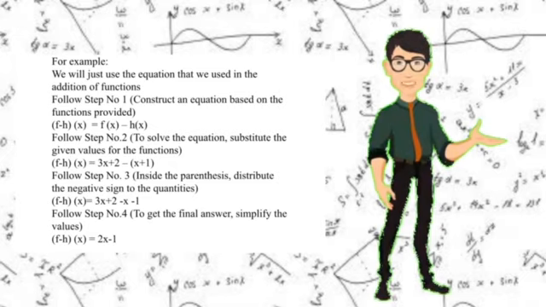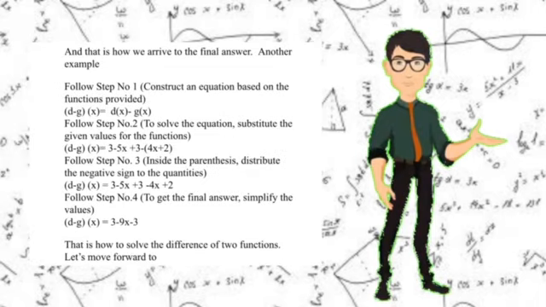Step number 4. To get the final answer, simplify the values. (f - h)(x) equals 2x plus 1. And that is how we arrive at the final answer.